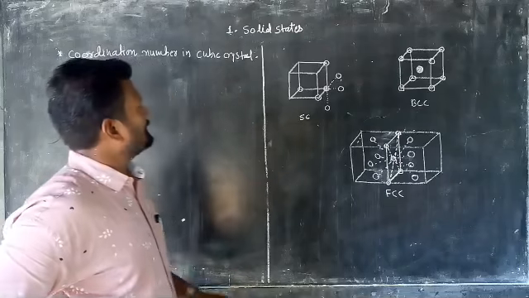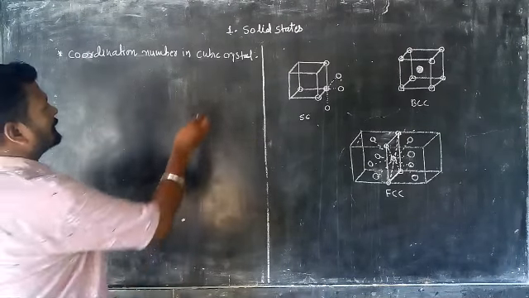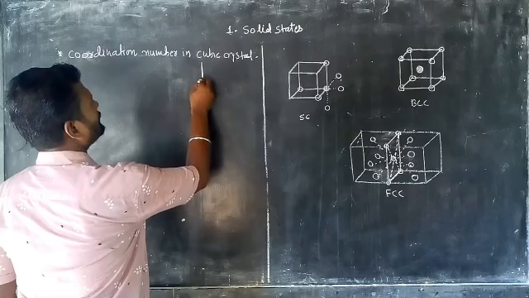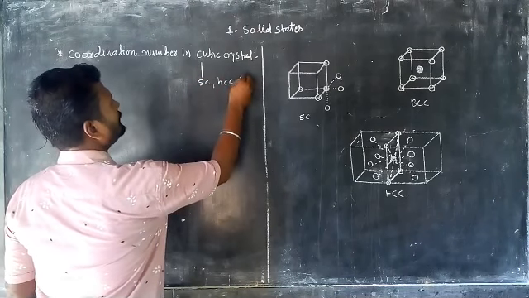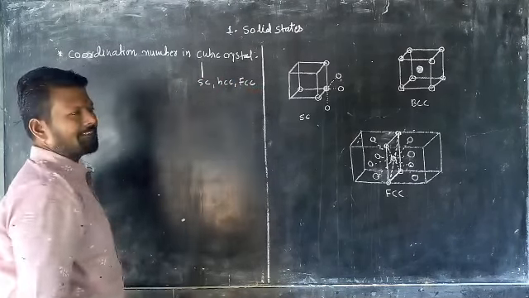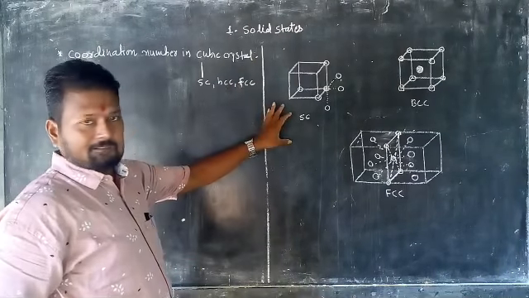Now we have the cubic crystal system. I have written right here the coordination number in a cubic system. The cubic systems are the simple cube, then the body centered cube, and the face centered cube. Okay, FCC. Here are the 3 structures.